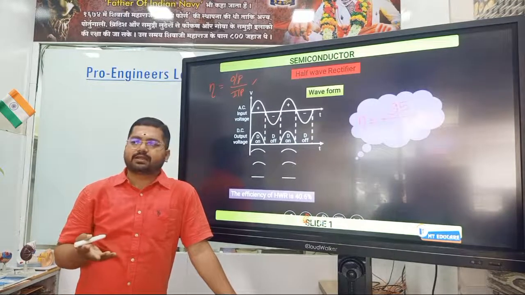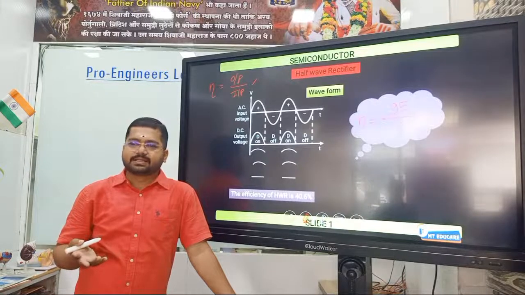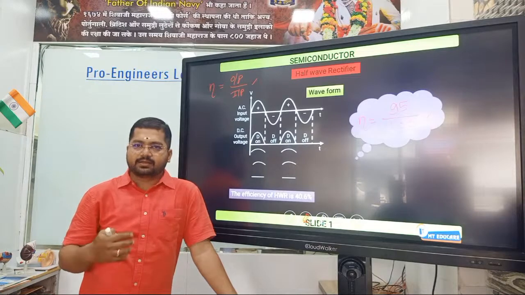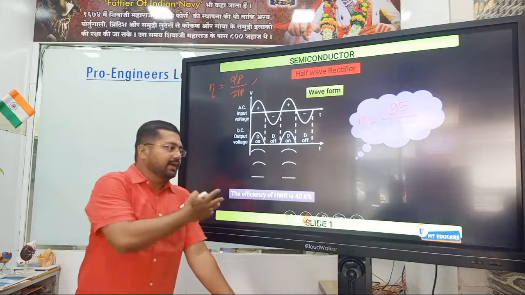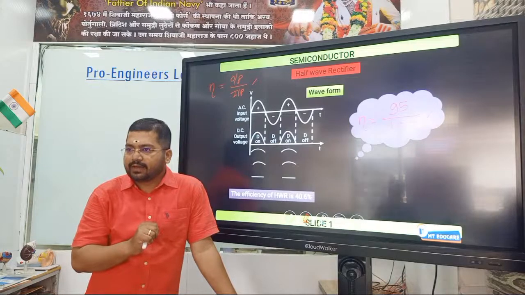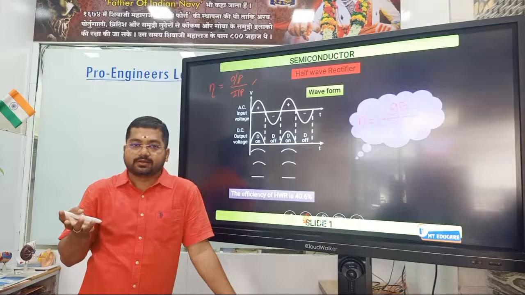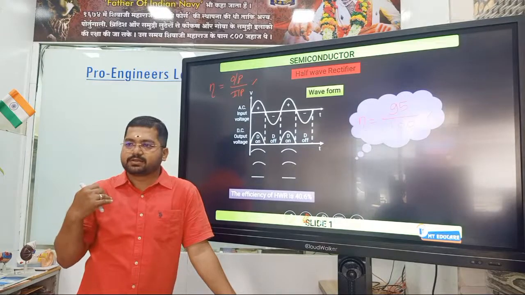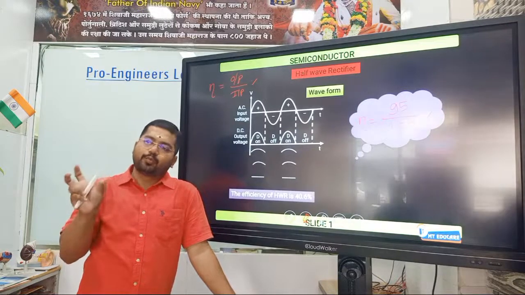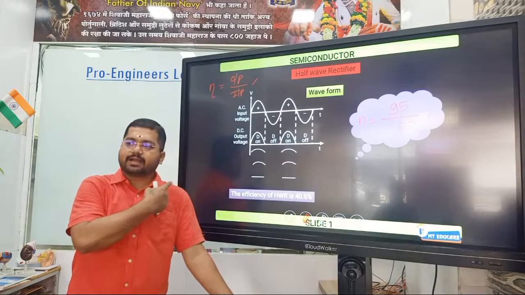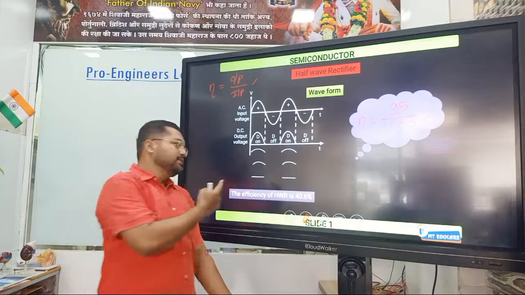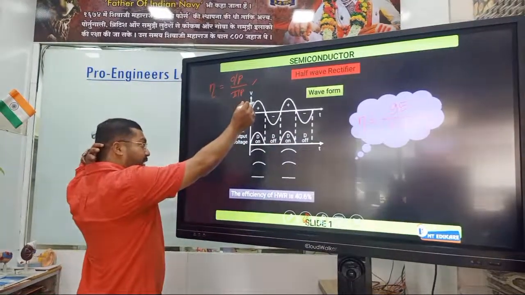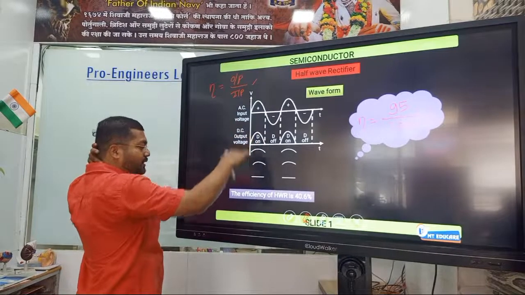Many times we consider this efficiency for electronic components, right? Generally we hear that this is not efficient, this is not cost efficient. It means whatever we are investing will not give us that much return. So the efficiency of the half-wave rectifier is 40.6%. Why is it so? Because whatever signal we are giving is not completely converted.